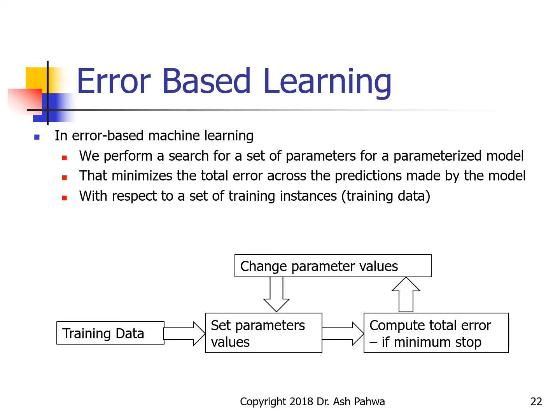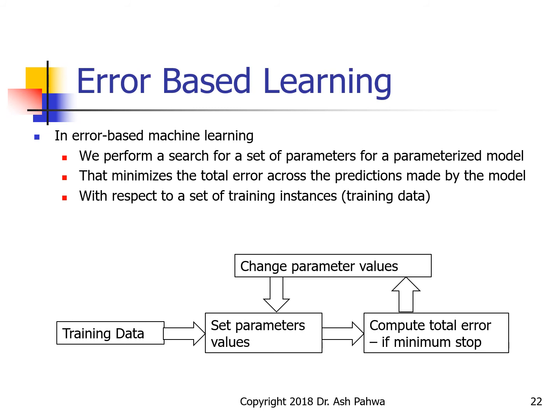So in error-based learning, we take the training data, set the parameter values, and compute the total error. And then we keep on changing the parameters till we minimize the error. So that is the basic strategy. We start with some arbitrary parameters, and then we try to minimize the error. This process is called the gradient descent algorithm. Or, in fact, for regression we also have a closed form solution, which uses a matrix. But if we use the gradient descent algorithm, that is basically the strategy: we try to minimize the error.